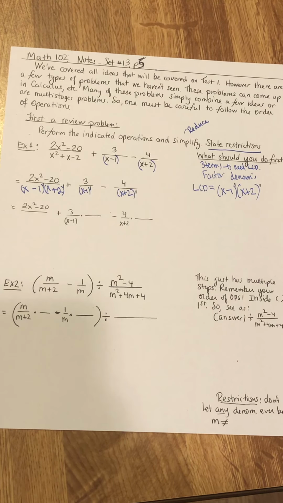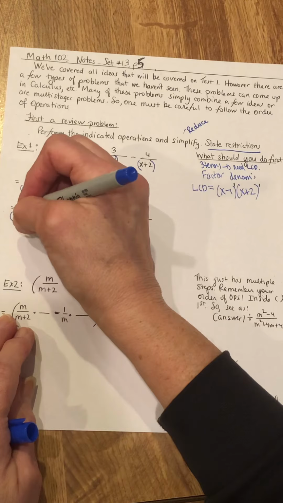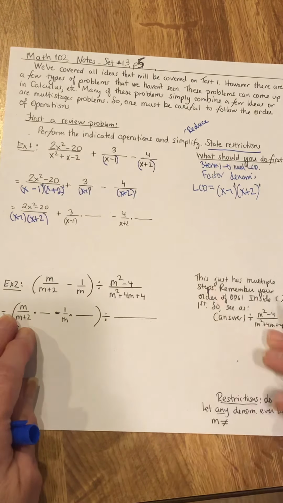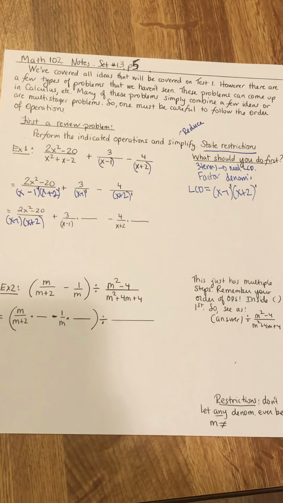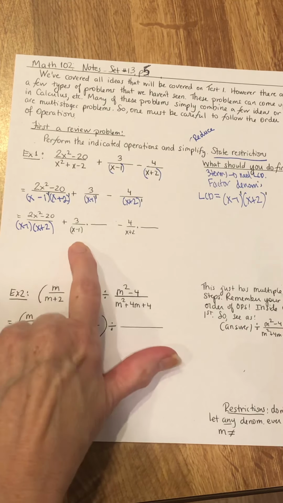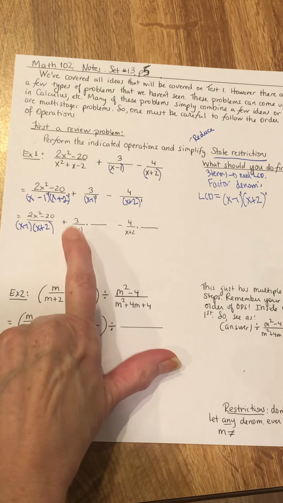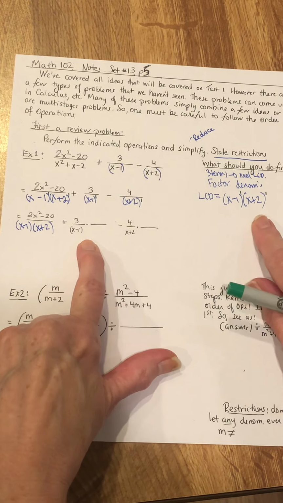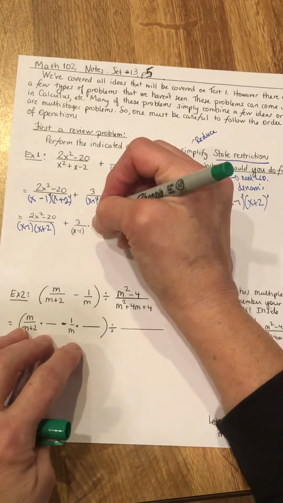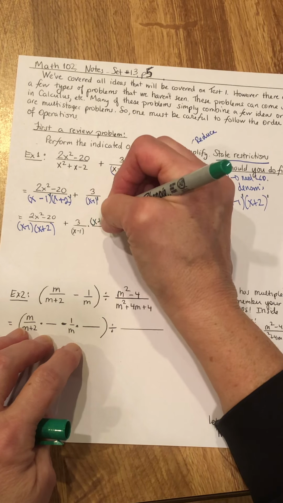So the next step is to adjust every fraction so that every fraction has this LCD. Now, the first fraction has the LCD I desire. I don't need to mess with it. Again, I think I've said this before. I always think, go fish. I got what I wanted. I don't need to mess with that one. I'm happy. This fraction has the x minus 1 factor, but it's missing the x plus 2 factor. So I can fix that. I can multiply top and bottom by x plus 2.